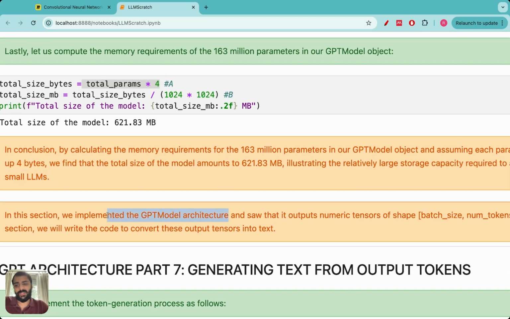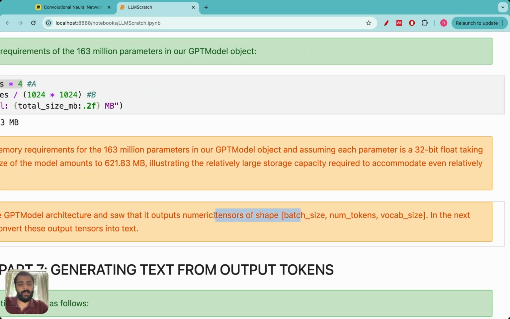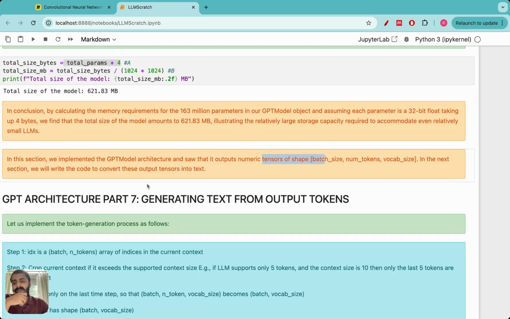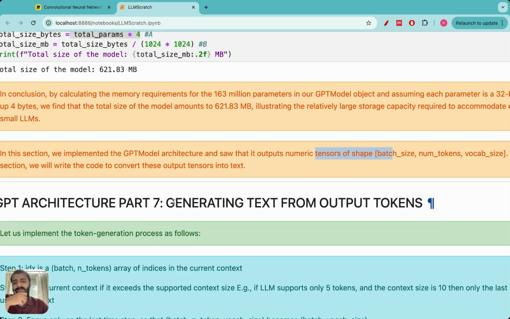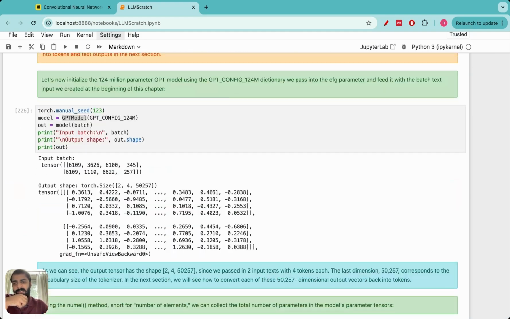So in this lecture today, we implemented the GPT model architecture and saw that it outputs numerical tensors, right? You might be curious how we go from that numerical tensor output to the next word prediction task. That we'll be doing next. In the next lecture, we are going to generate text from the output tensor which we have obtained today.